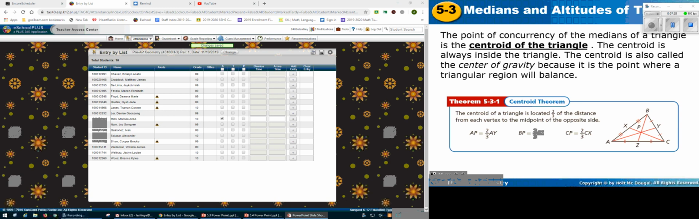Okay, so median goes from vertex to midpoint, and they do intersect at a common point, so the medians are concurrent, just like the perpendicular bisectors and the angle bisectors. If it is a point of concurrency created by the medians, it has a special name, and its special name is centroid. Okay, the centroid is the point of concurrency of the medians. So this point where they meet is called the centroid. Centroid.